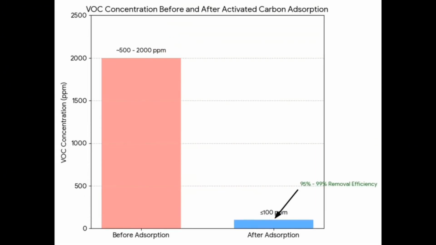In this case study, the effectiveness of activated carbon adsorption was evaluated by comparing VOC concentration before and after treatment. VOC levels were approximately 800 parts per million. After passing through the activated carbon system, concentrations were reduced to around 100 parts per million. Overall, removal efficiency of nearly 90%, demonstrating the strong performance of this control method.